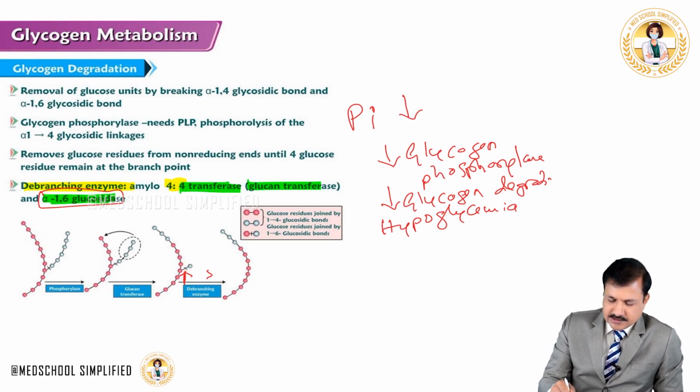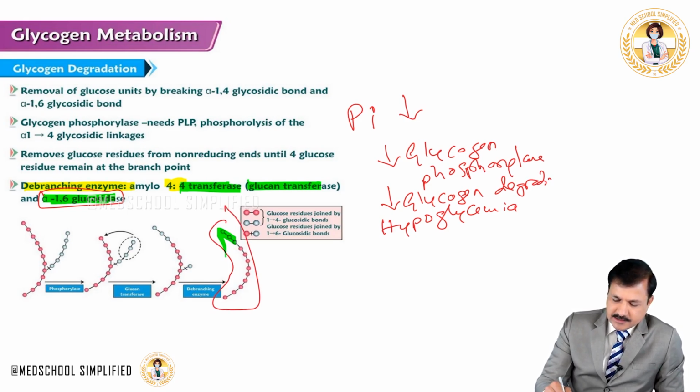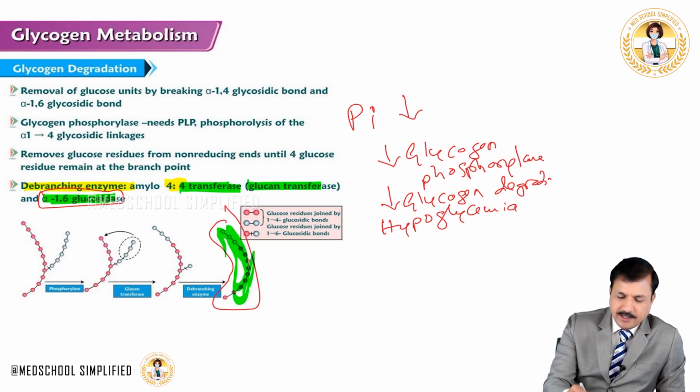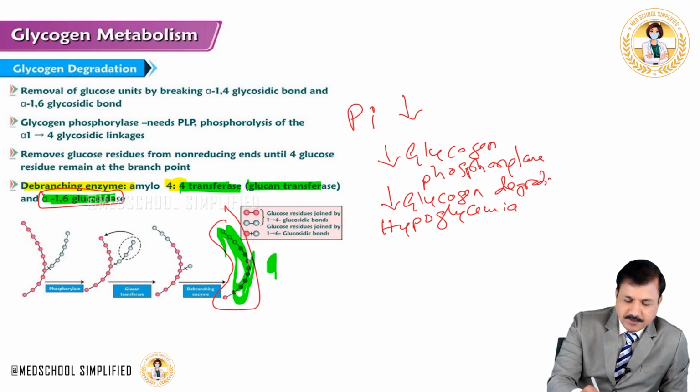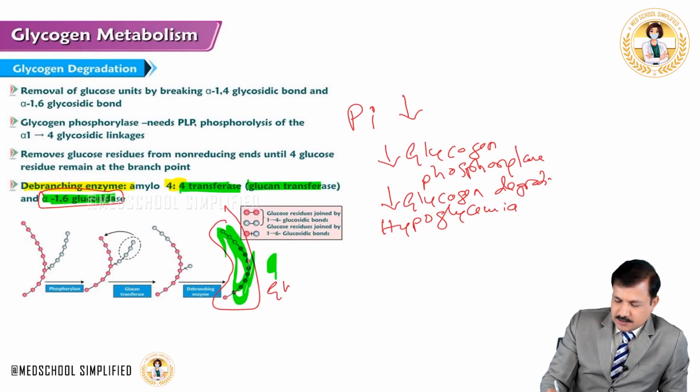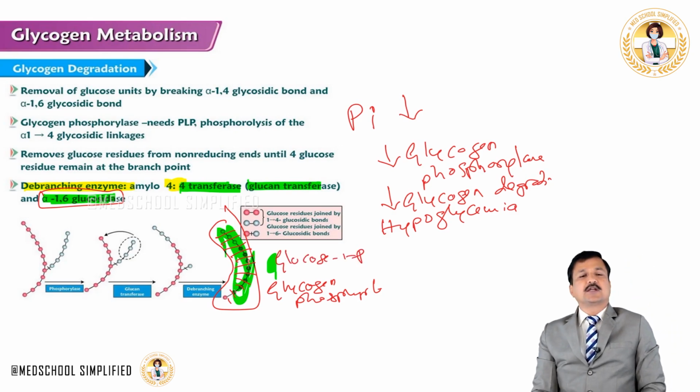Now what happened to this chain here, which is a long linear chain now? This long linear chain that is remaining will be taken care of by the glycogen phosphorylase enzyme. The glycogen phosphorylase is going to incorporate inorganic phosphate one at a time and release a glucose-1-phosphate molecule, and that's how glycogen is degraded.